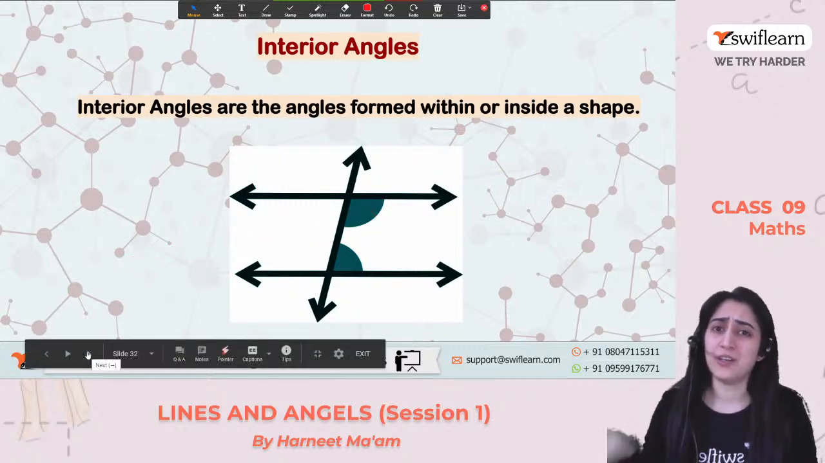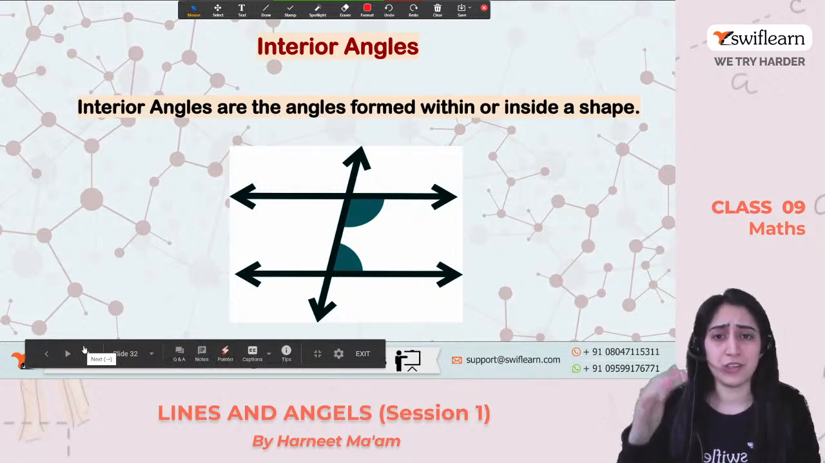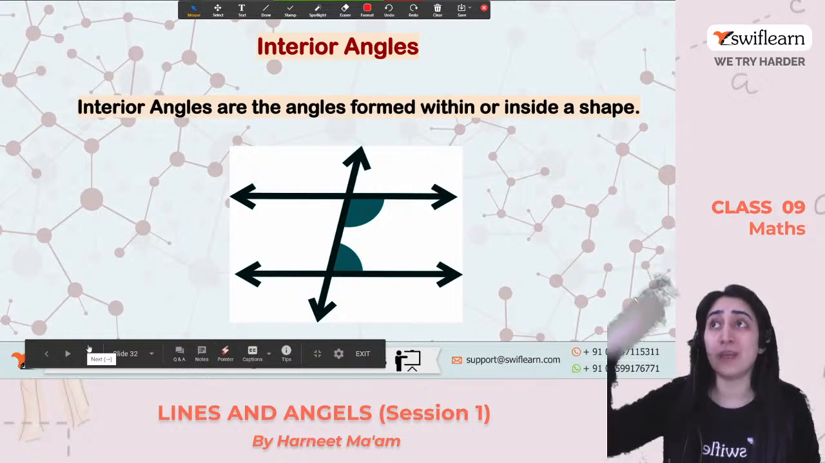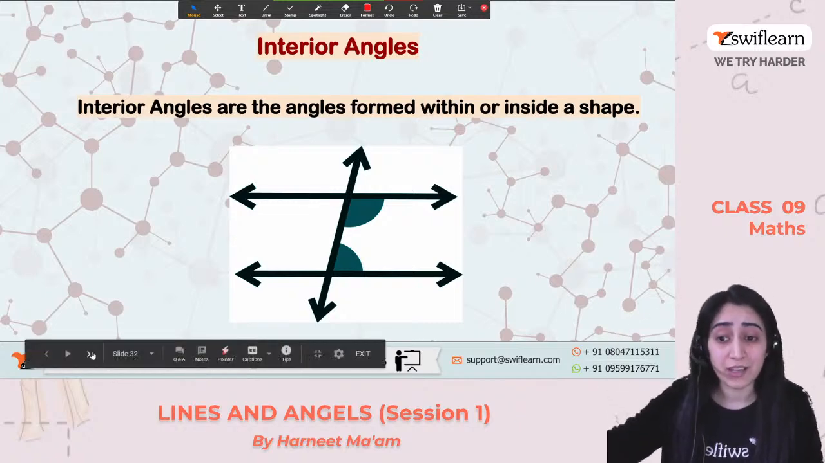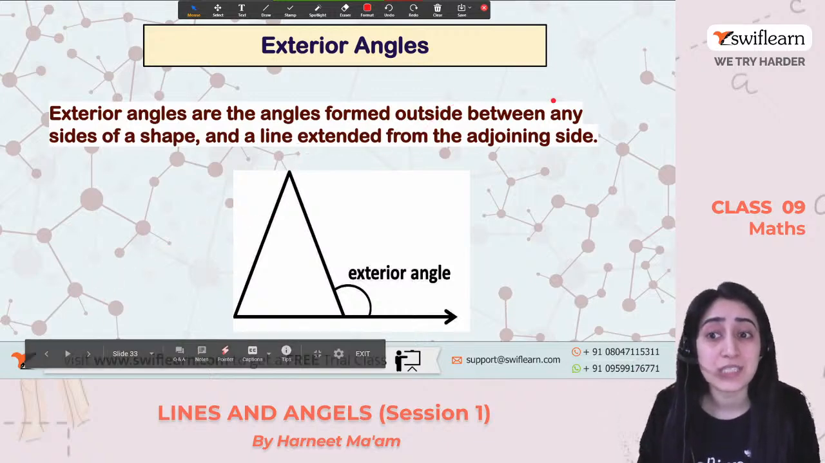So what does exterior mean? Just opposite, right? Interior, exterior. Outside the room. Exterior, please go outside. See what's the weather outside. The exterior weather is very nice. So that is what we are using. So the angles that are formed outside of a shape.